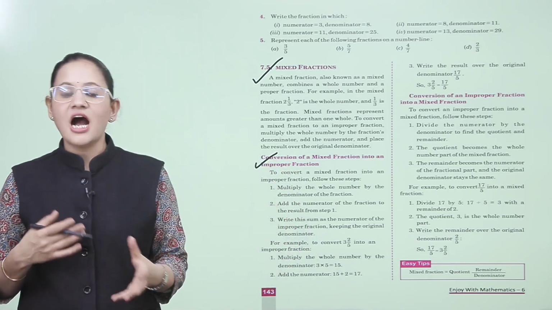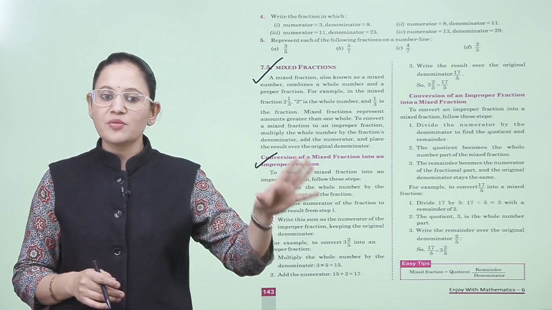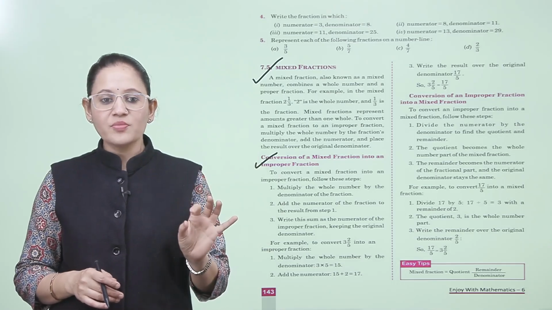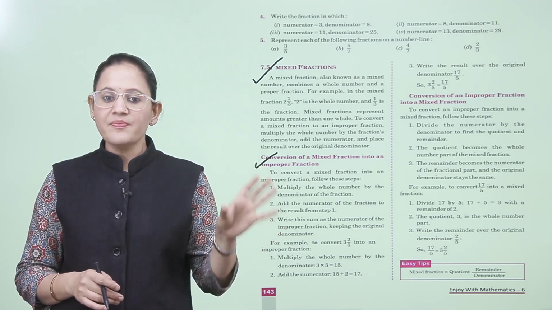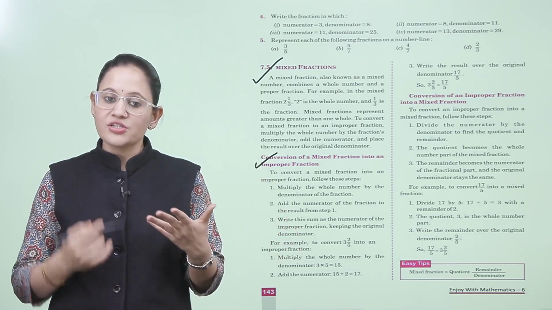Now we will see how we can convert a mixed fraction into an improper fraction. To convert a mixed fraction into an improper fraction, we multiply the whole number by the denominator and add the numerator, and write the sum as the numerator of the improper fraction, keeping the original denominator.